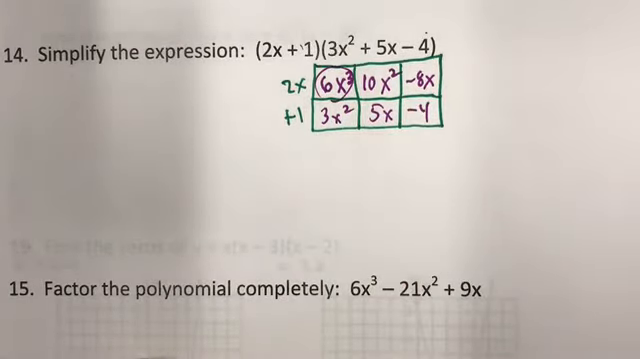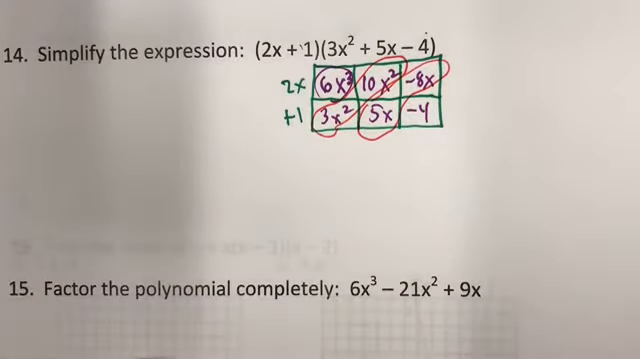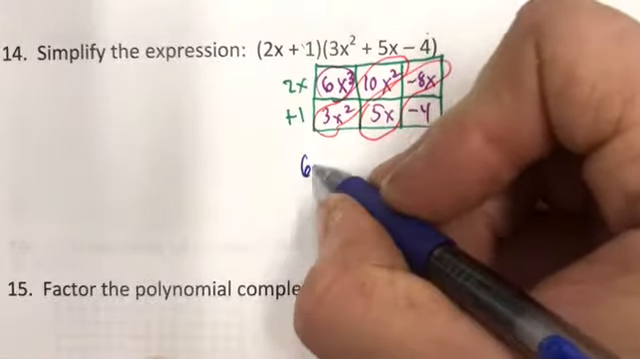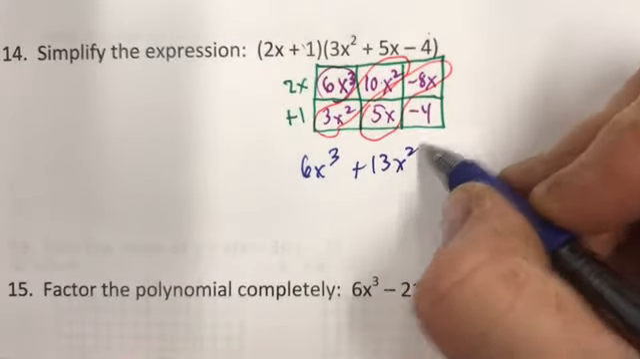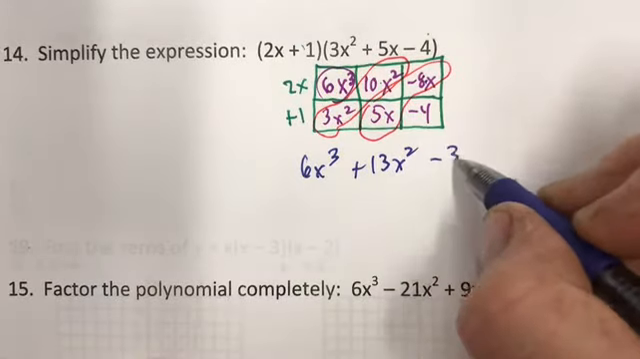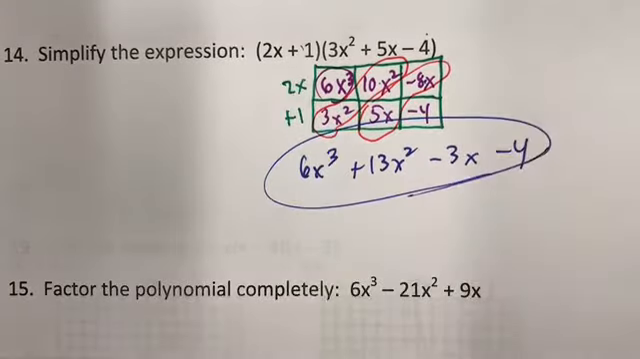Now I've got to add the like terms. If I look here, these two guys are x squareds, they go together. These two guys are x terms, they go together. So what I have is 6x to the 3rd. 10 plus 3 would be 13x squared. Negative 8 plus 5 is negative 3x, and then I've got minus 4. So there's my answer right there.